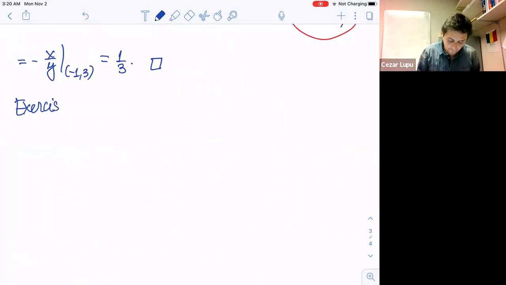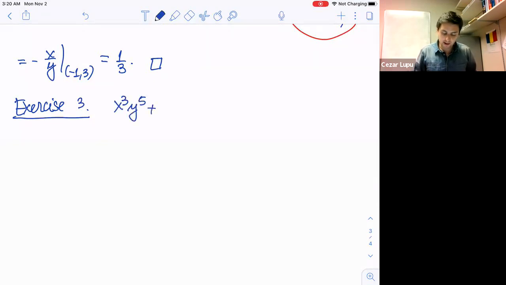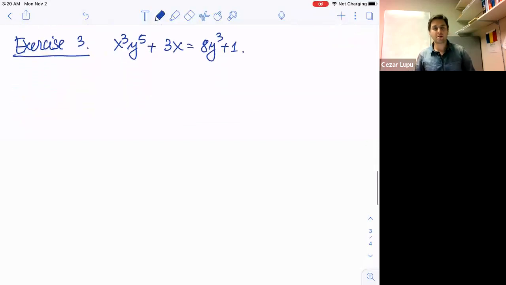Exercise 3. Now let's do another implicit differentiation, but a little bit more complicated than the first one. Let's say we take, for example, x cubed y to the 5th plus 3x equals 8y cubed plus 1. All right, so we want to implicitly differentiate this equation here. So let's do it.